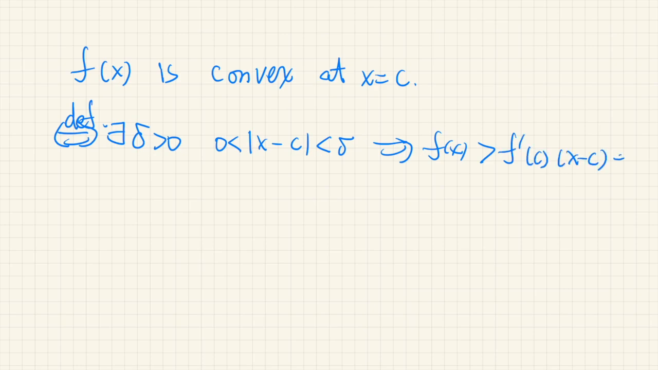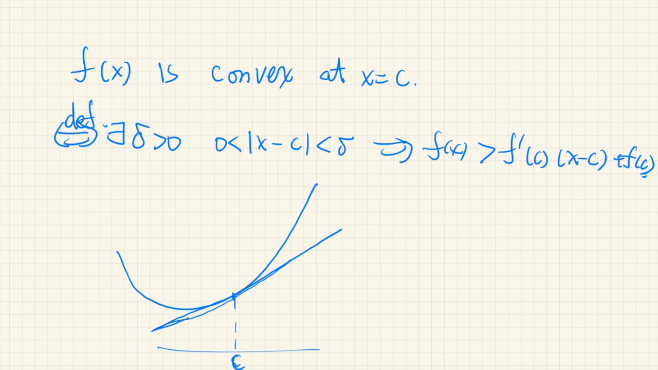So that is this. Okay, so visually this means such a case, such as this. So suppose this is x equal to c, and the tangent line at c is this. So if we draw this tangent line, then around x equal to c, so if we take a small enough interval around c, then the value of the function is always greater than the value of the tangent line. So this is what it means for a function to be convex at x equal to c.